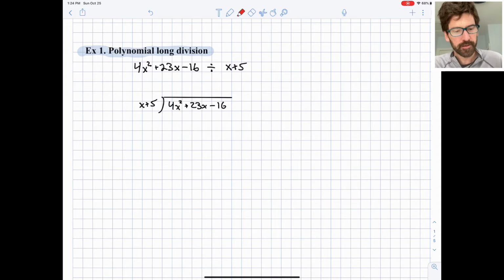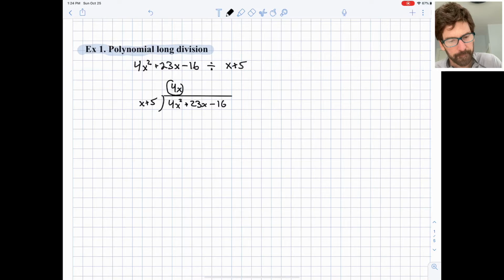Our first step here is to really just think about the leading term of each expression. Okay? So I don't care about the 5 right now. I don't care about the 23x or the minus 16 right now. I just want to think about, does x go into 4x squared evenly? And it does. How many times does it go in? It goes in 4x times. Because when we then multiply and bring it down, 4x times x is a 4x squared.